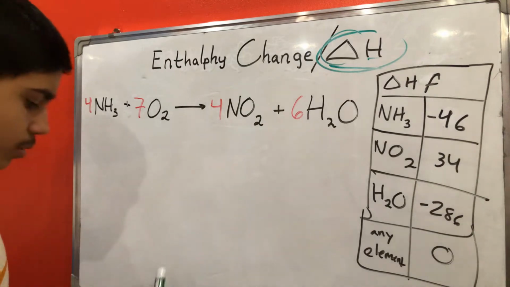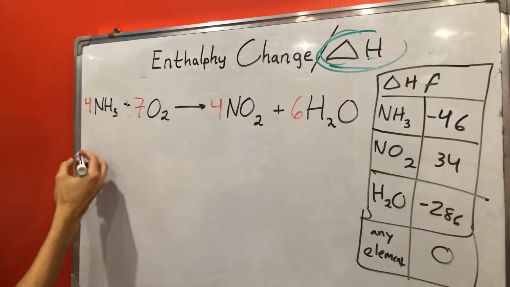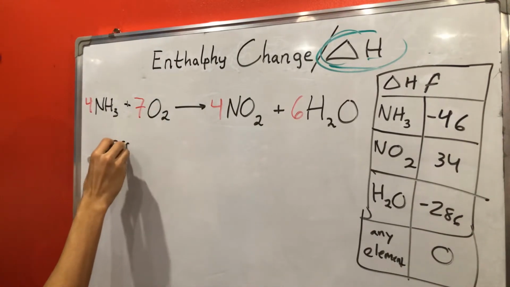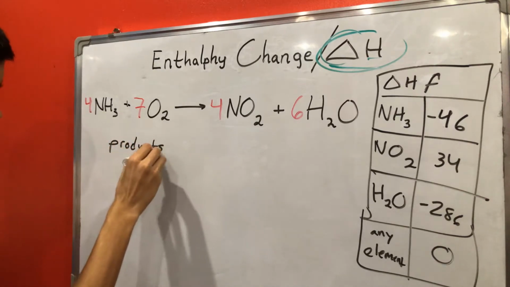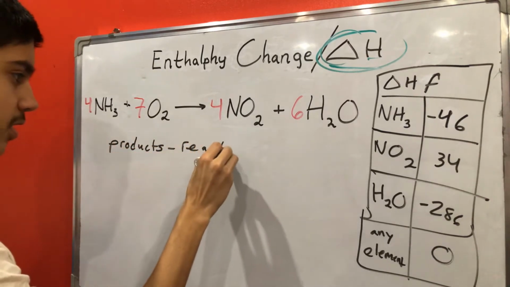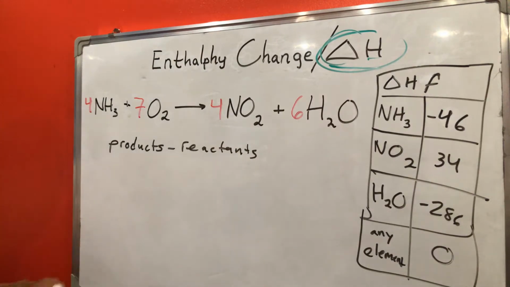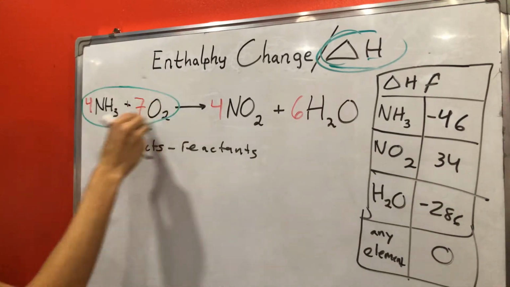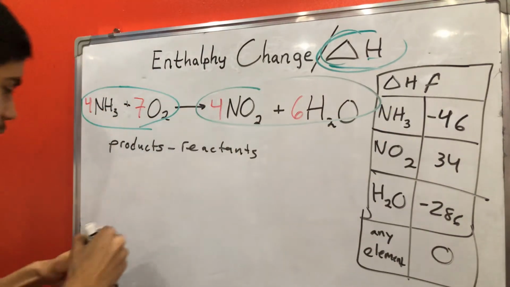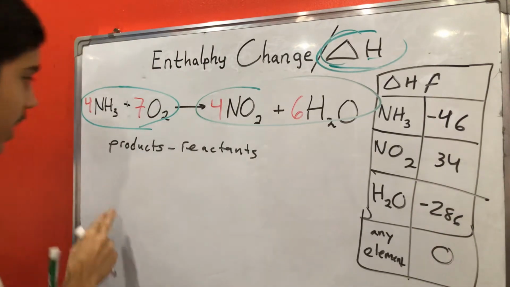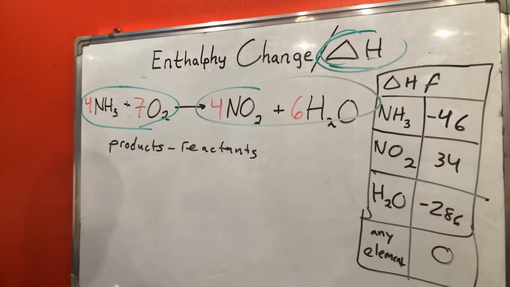In order to do this, we just have to know a simple formula. It's basically the products minus reactants. So we know what products and reactants are. Our products is this part, and this is our reactants. So we're basically going to add them up and subtract them from each other. So it's pretty simple.